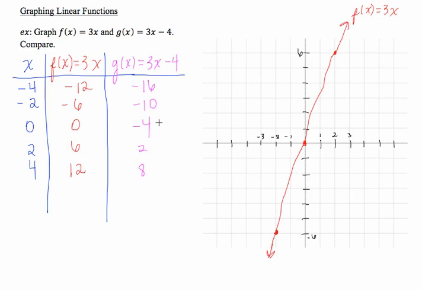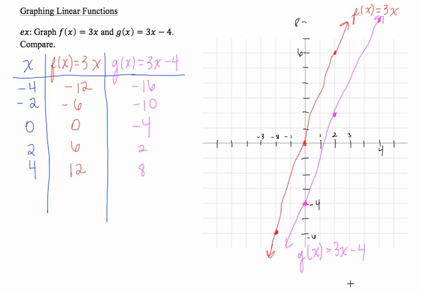When x is 0, y is -4. So it goes through this point right here, 0, -4. I like to label at least the important points, so that's -4 there. It goes through the point 2, 2, and it goes through the point 4, 8. About right there. And so if you were to plot all those other points in between, all those other decimal numbers, it would look basically like that. So here's the graph of g of x, which is defined by 3x minus 4.